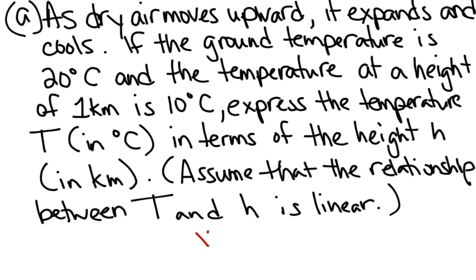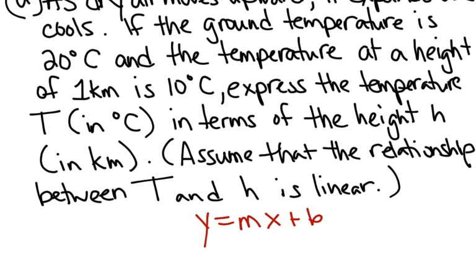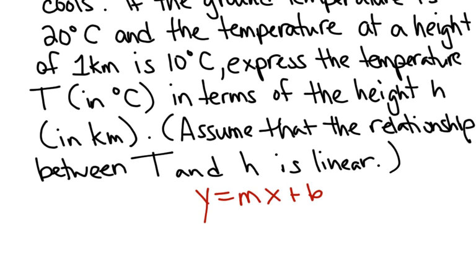All right, so if it's linear, we use y equals mx plus b, but here's the problem. Y and x are not our variables. Our variables are T and h. So we're instead going to write this as the temperature is equal to the slope times the height plus the y-intercept. They actually told us the y-intercept.